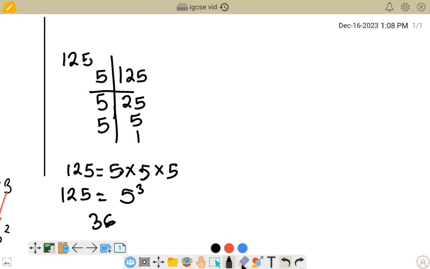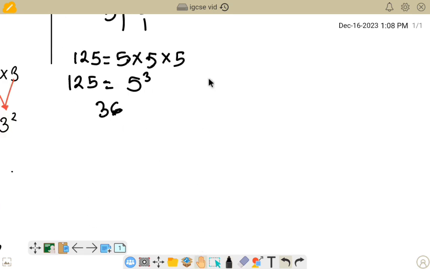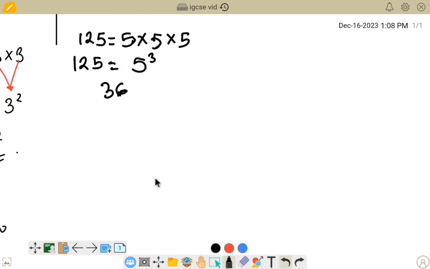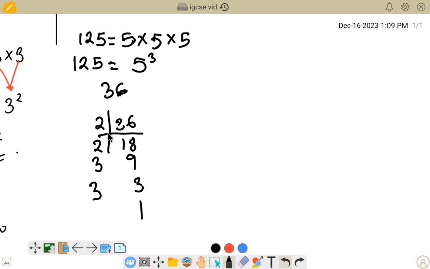So if you try it for 36, you do repeated division for 36. Divided by 2, you get 18. Divided by 2, you get 9. Divided by 3, you get 3. Divided by another 3, you get 1. So 36 is the same thing as 2, 2, 3, 3.